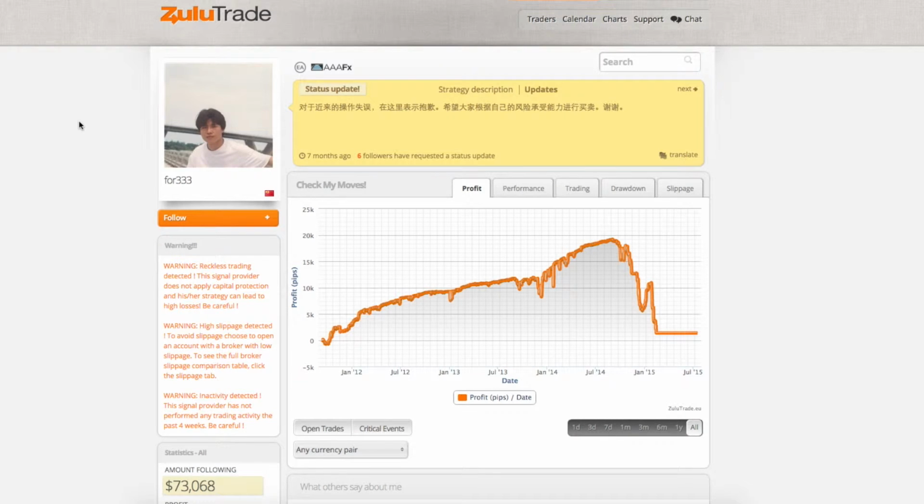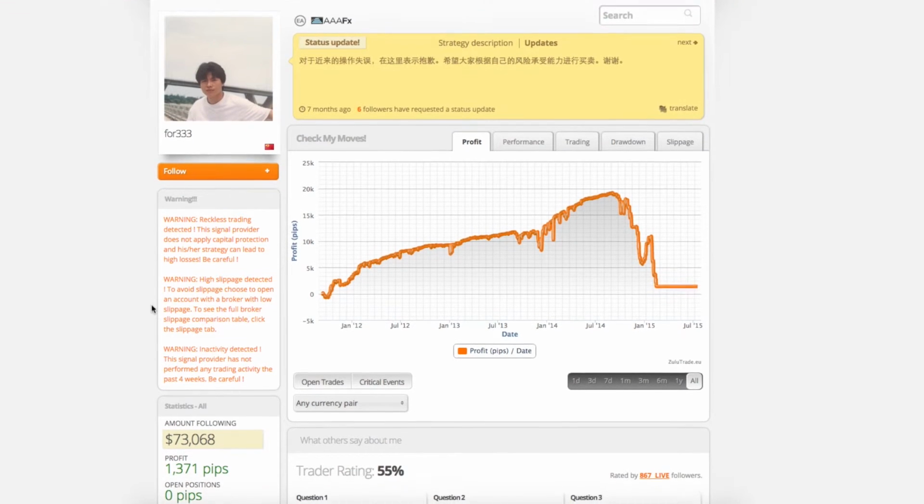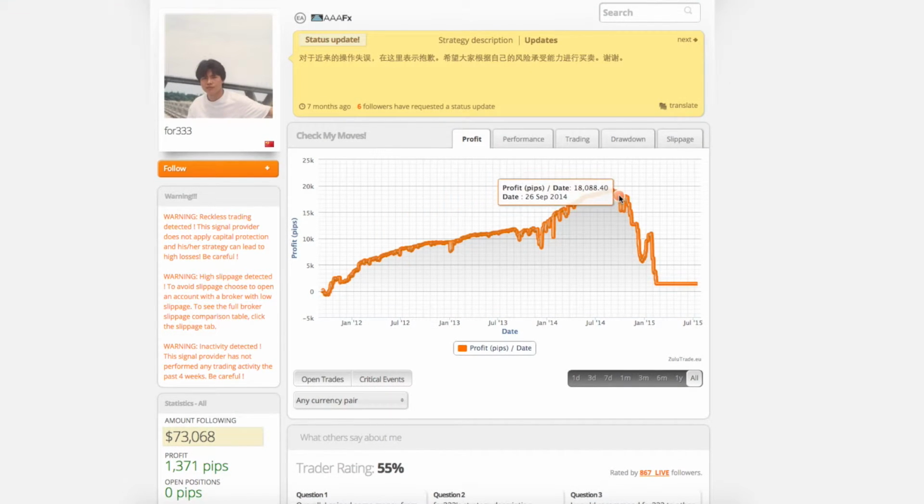Here's the first example. We see a trader who had good results in the past, making a lot of money over 2 and 3 years. But what's happening then? He loses it all, because he started changing his trading style. There are some special warnings: reckless trading, high slippage, inactivation, and it's very crazy. He tried to take revenge and get it all back, and ended up losing it all.